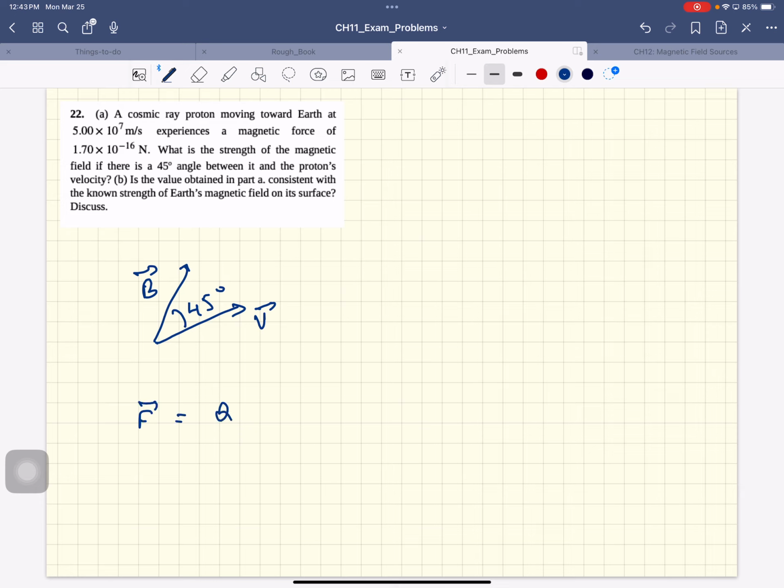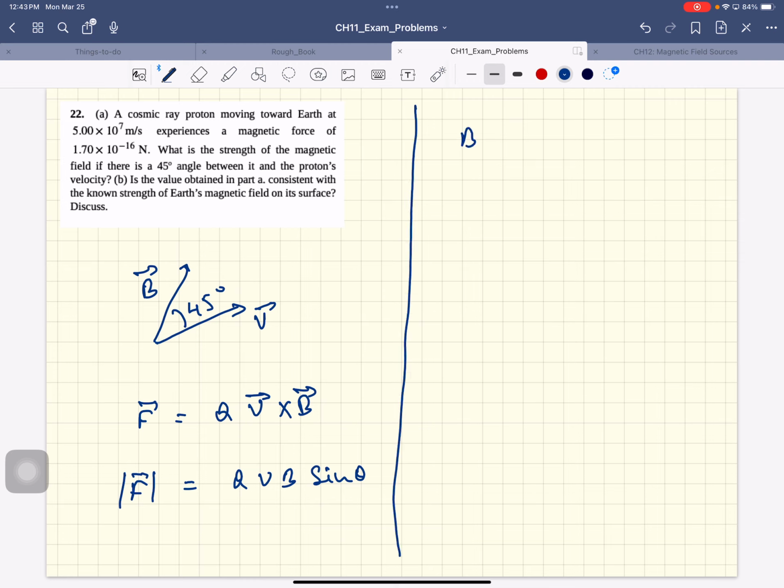Again, the force is QV cross B. The magnitude of this force is given by QVB sine theta, where theta is the angle between the two vectors. Okay? And this is a proton, so we know its charge and so on. So the strength of the magnetic field is the magnitude of the force divided by QV sine theta. All right, let's put in the numbers, 10 to the minus 16 newtons.